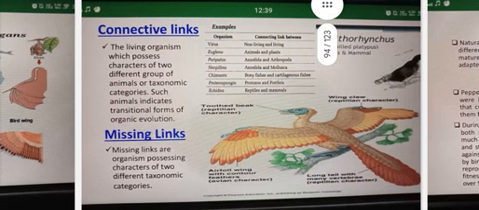Connective links. The living organism which possesses characters of two different groups of animals or taxonomic categories. Such animals indicate transitional forms of organic evolution. Examples: organisms connecting link between virus, non-living and living; animals, virus, animals and plants, Euglena.